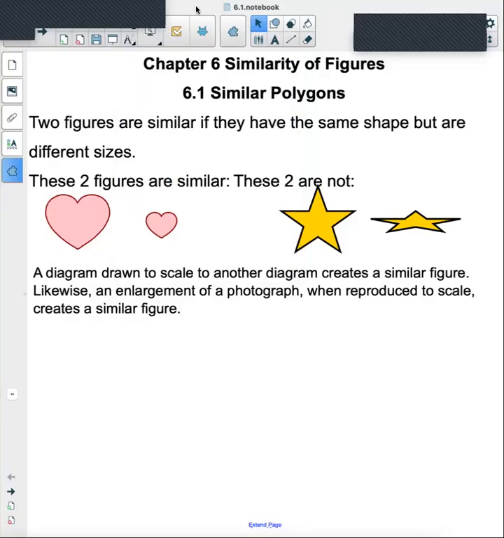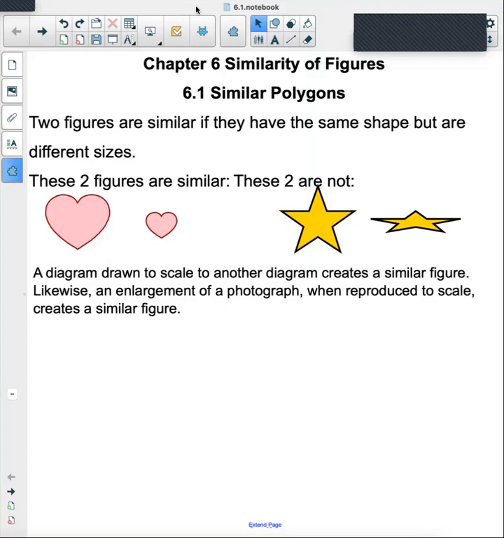Okay, for today's video lesson, we're going to be introducing the concept of similarity of figures. Today's topic, 6.1, is similar polygons. So two figures are similar if they have the same shape but are different sizes.